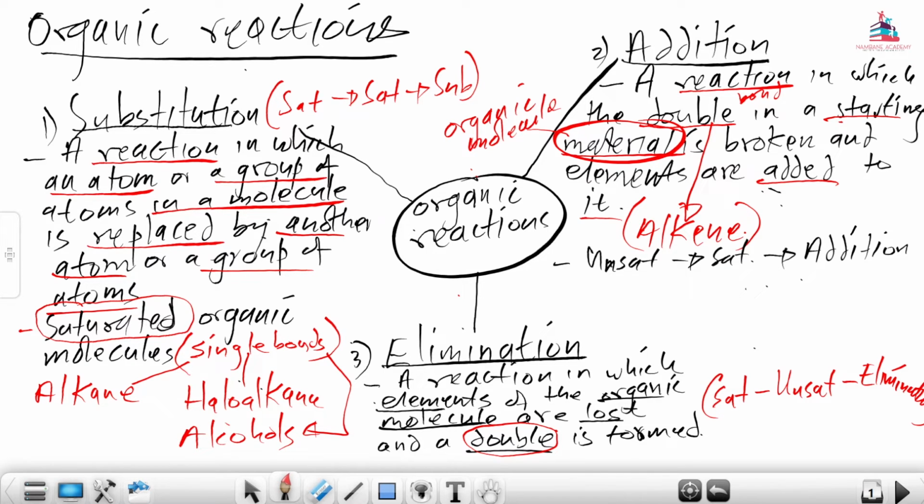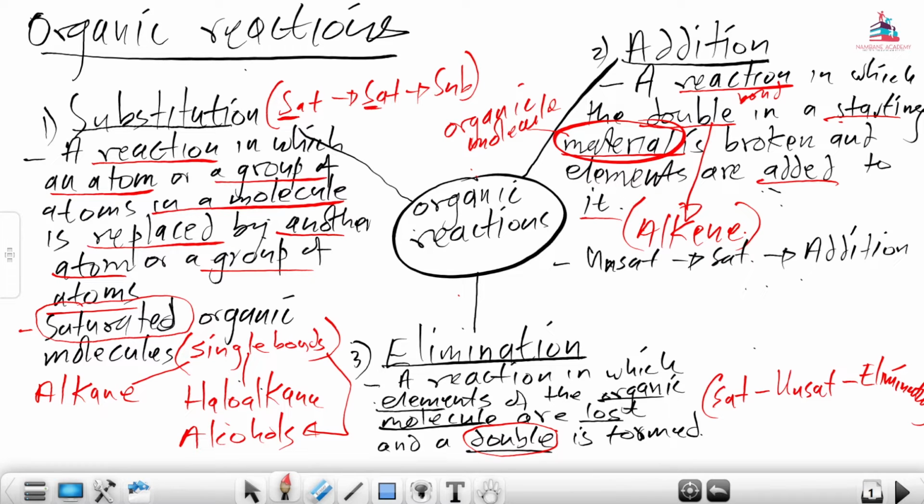So these are the types of reactions we have, and we are going to go deeper into explaining each and every one of them. The easiest way is just to check what my starting organic molecule is. If my starting organic molecule is saturated, and the product formed is also a saturated organic molecule, the chances are that reaction must be a substitution reaction. The type of substitution reaction will follow.